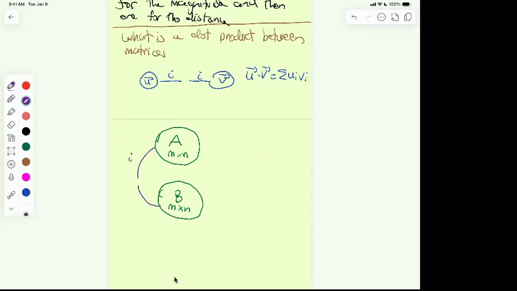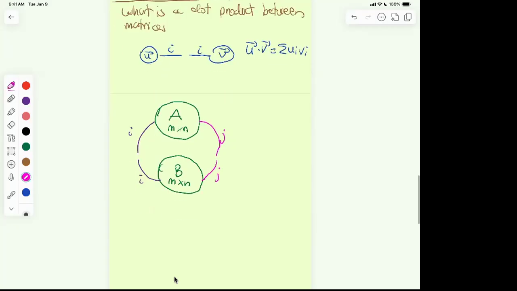So matrices have two legs, right? They have two indices. And then you just contract them both, and that is a dot product. You can check that a dot product has to satisfy certain requirements, and you check that it does satisfy the desired requirements.